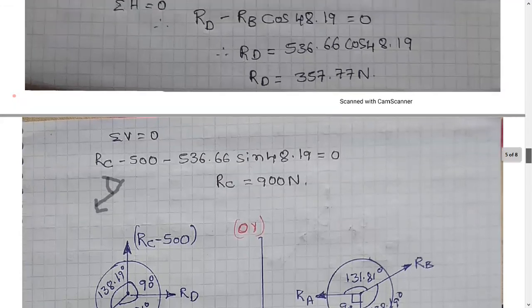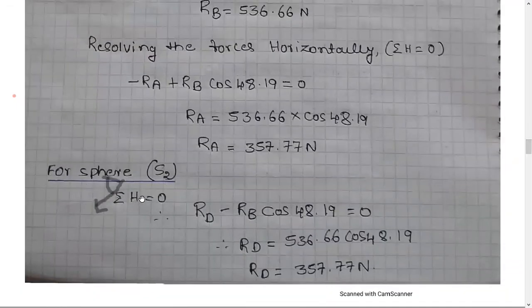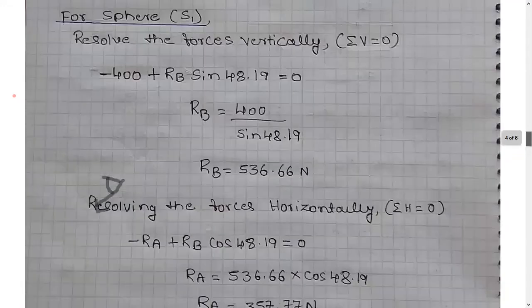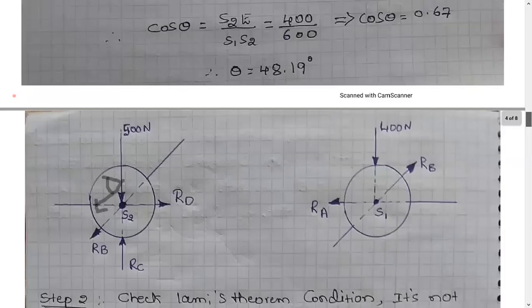In the same way, we have to resolve for horizontal: summation of H equal to 0, which indicates that RD minus RB cos 48.19 degree is equal to 0. In the same way, we apply the equations of equilibrium for the second sphere also. If you apply summation of H equal to 0, what are the H forces? That is RB, which is acting at an angle of 48.19 degree. So RB cos 48.19 degree is a positive force because it moves towards the rightward direction.